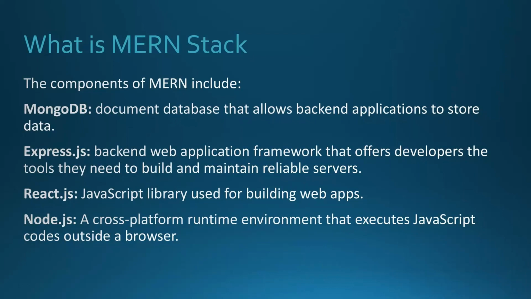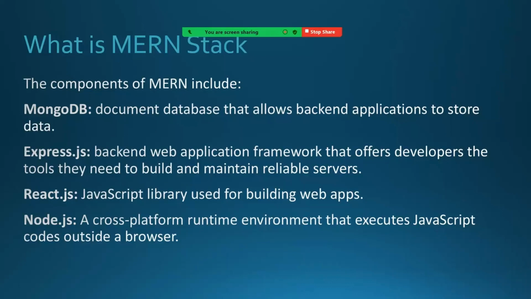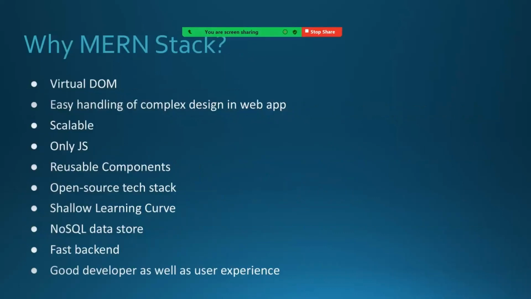All the backend services nowadays use ExpressJS. React.js is a library which is used for front-end and UI development. All the web apps mostly are built using React.js. Node.js is a cross-platform runtime environment for executing JavaScript outside the browser. So why was the MERN stack chosen?